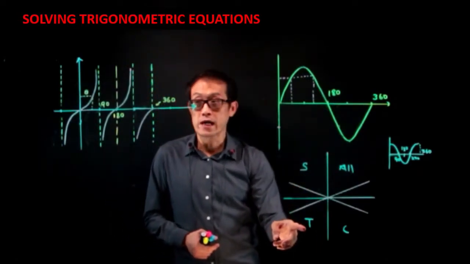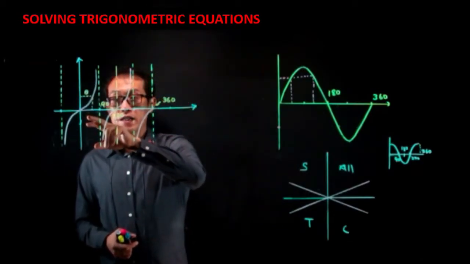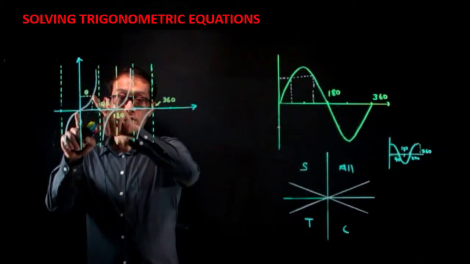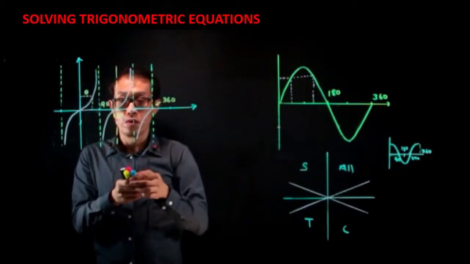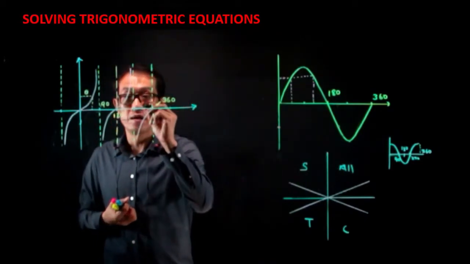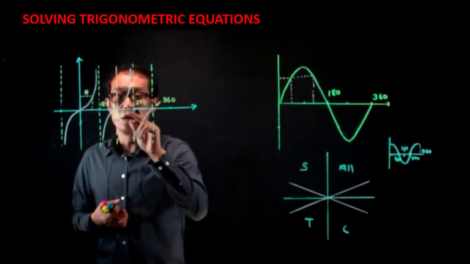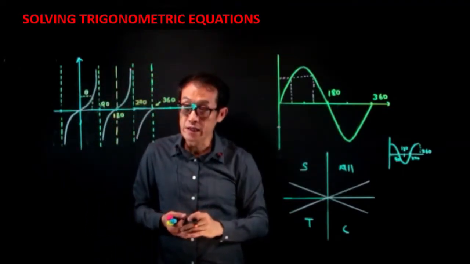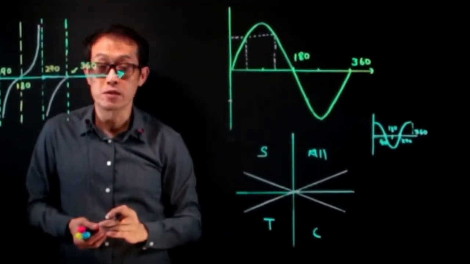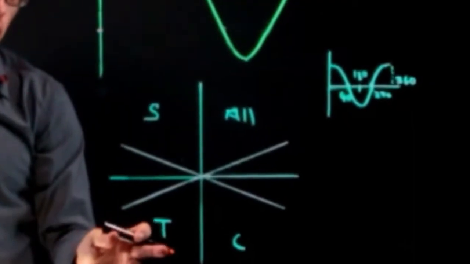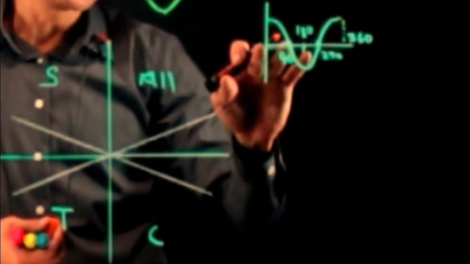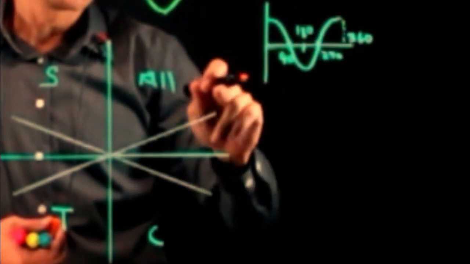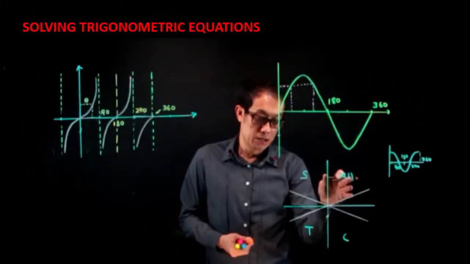Now for tangent, you look at this. For tangent, 0 to 90 is positive, and 180 to 270 is positive. This is 270. So 180 to 270 is in the third quadrant, so your tangent is positive in the third quadrant. And this is your cosine graph. Cosine graph is only positive in the first and last quadrants. That is how we got ASTC.